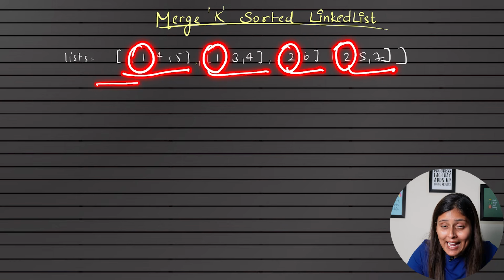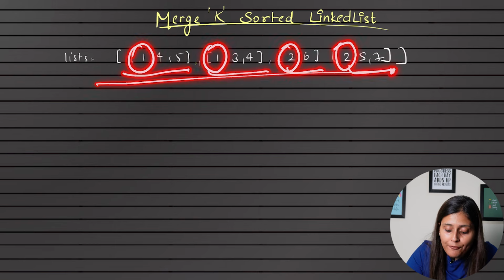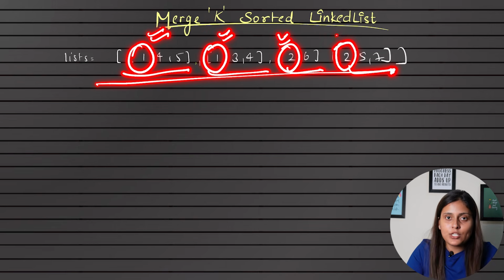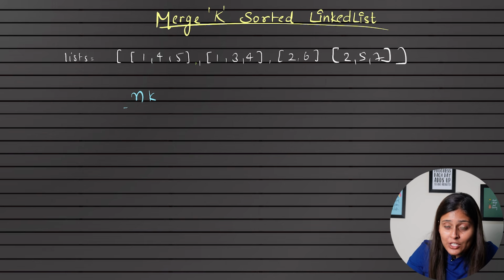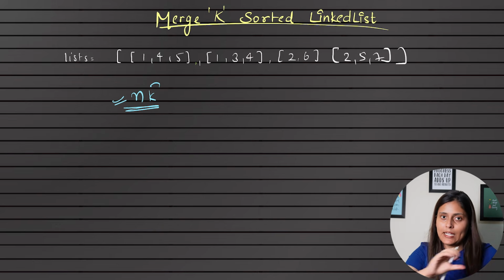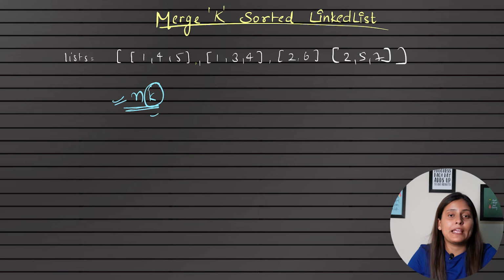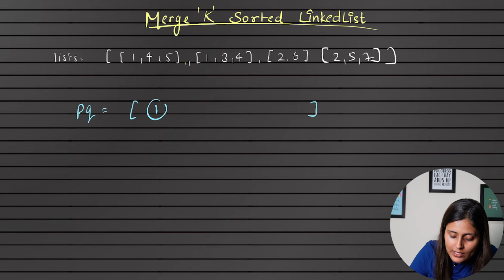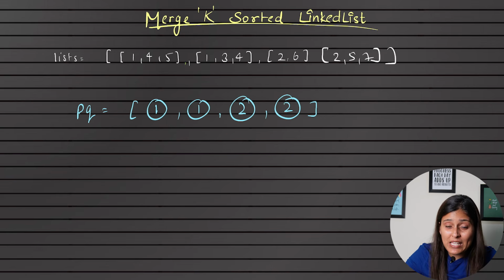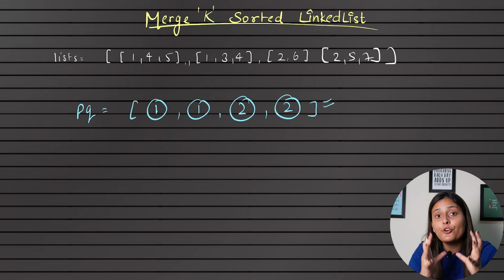Now instead of taking n into k time complexity, we have to find the smallest element in just k. Why? Because k is the number of lists, and out of all k lists we are just taking one element. So instead of n into k time complexity, n we cannot reduce because we have to make the nodes, correct? But the k we can start playing with. So the idea is, let's make a priority queue, and in this just pick all the top elements, which are 1, 1, 2 and 2. Now instead of saving them as numbers, let's save them in the form of nodes.